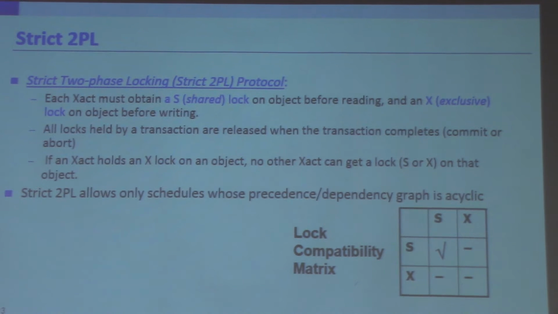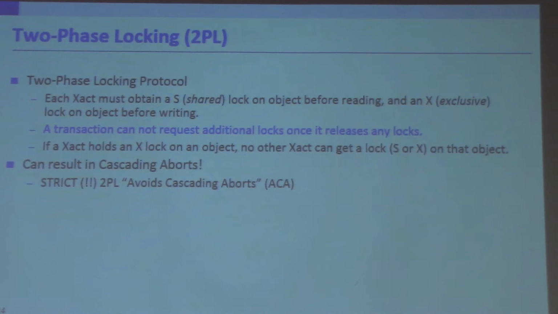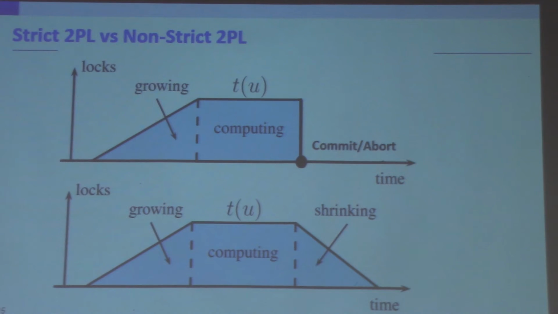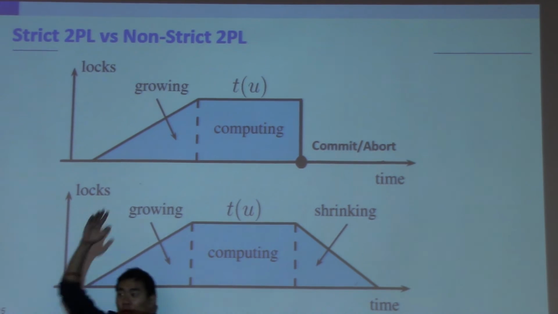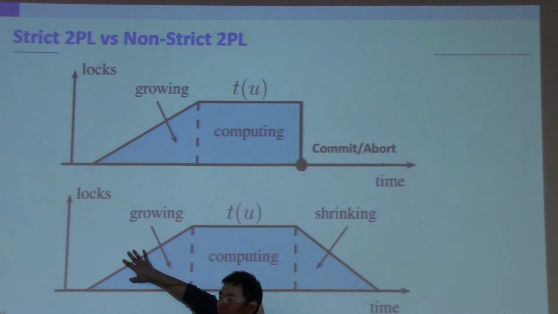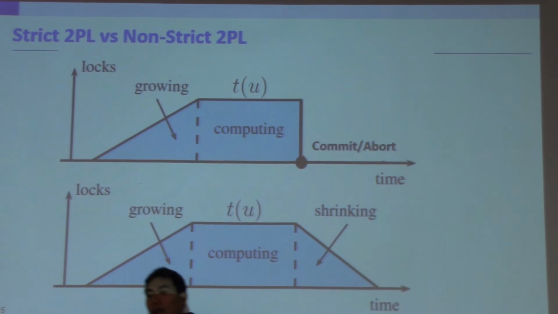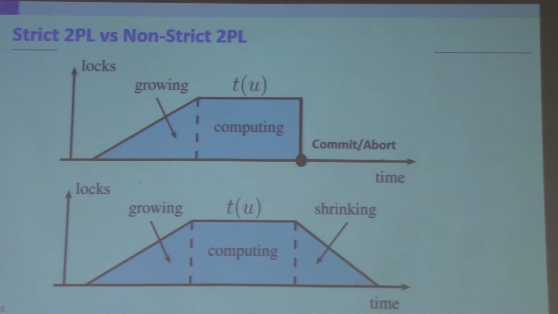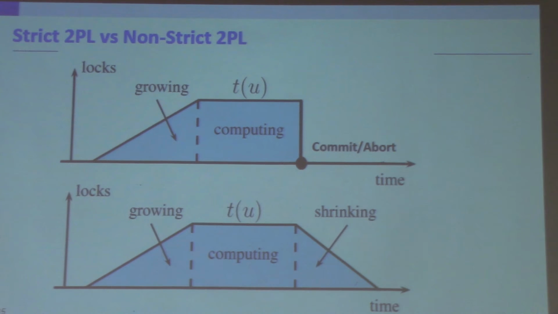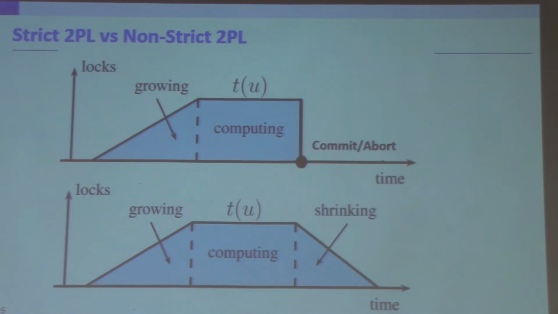So I will skip this because I talked about this already in the class. I will use this figure to demonstrate to you the difference between strict two-phase locking and non-strict two-phase locking. Okay? By the way, the y-axis is the number of locks you have obtained, and the x-axis is the time of the execution.